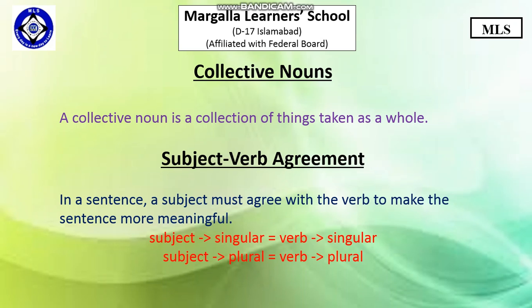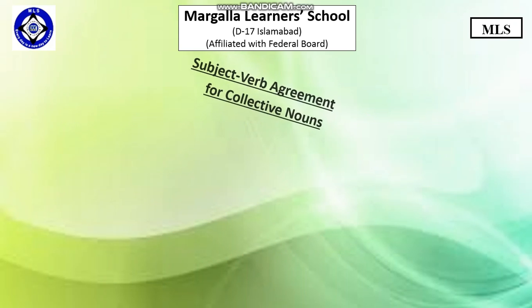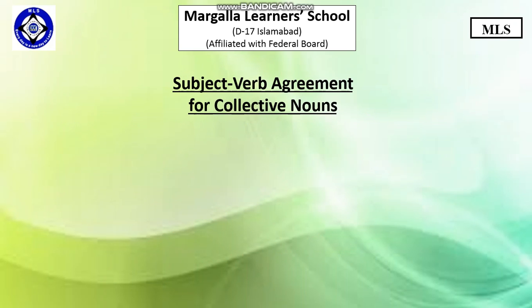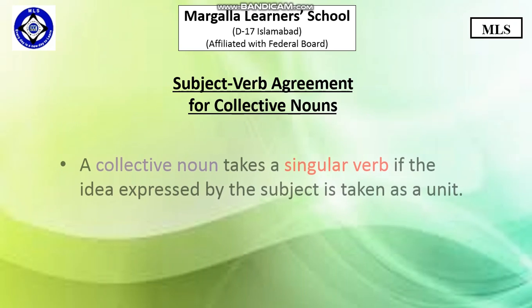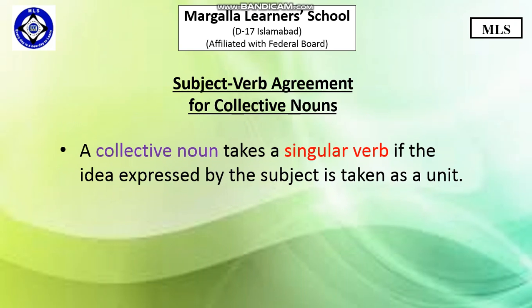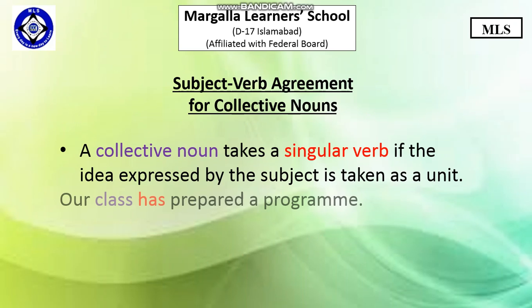Now that you know about collective nouns and subject-verb agreement, let's come to subject-verb agreement for collective nouns. A collective noun takes a singular verb if the idea expressed by the subject is taken as a unit. For example, our class has prepared a program. In this sentence, class is taken as a single unit or as a whole. So, along with this subject, we will use a singular verb.